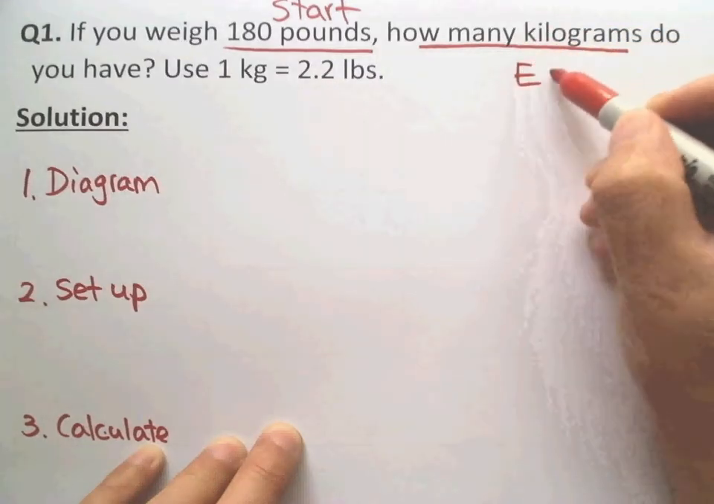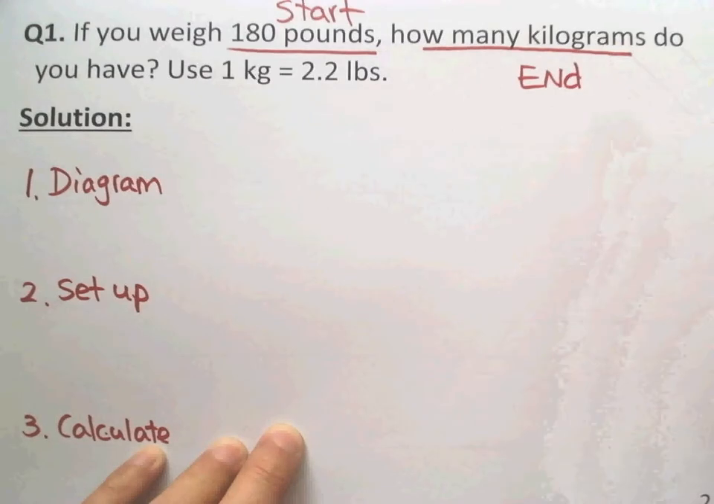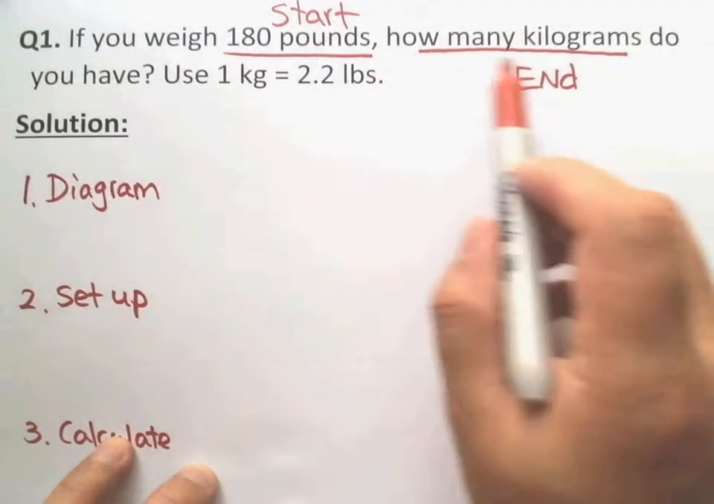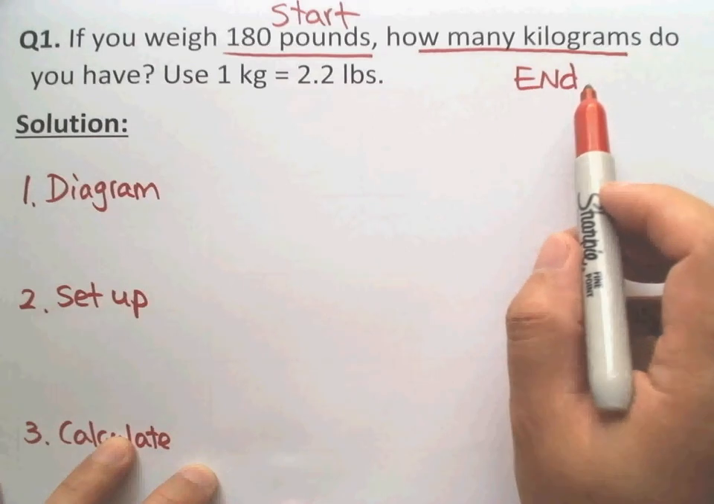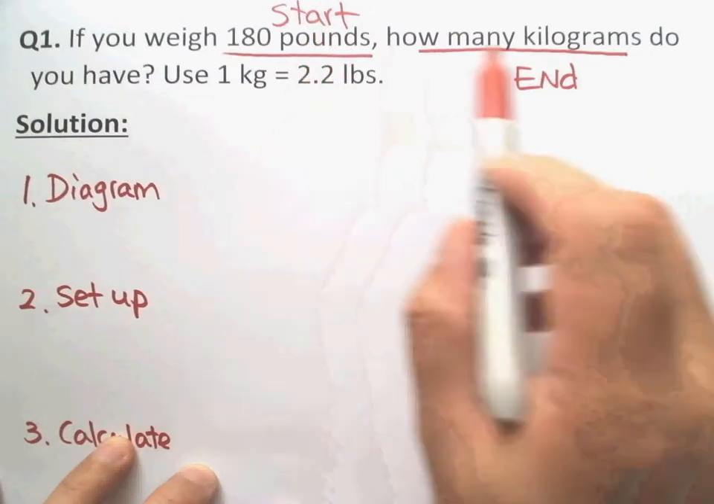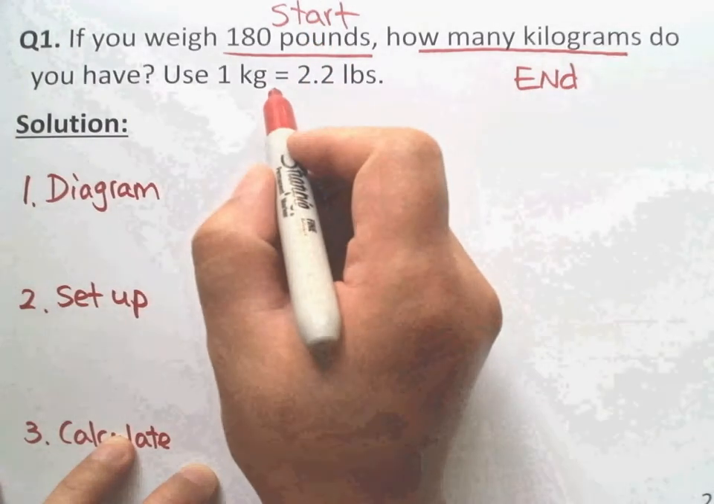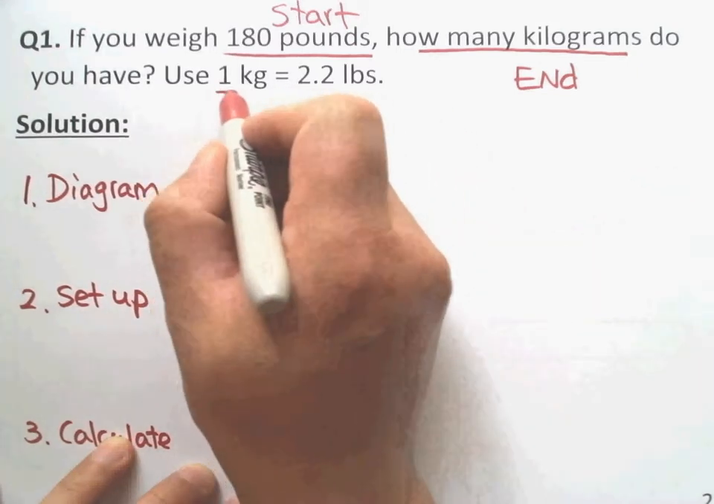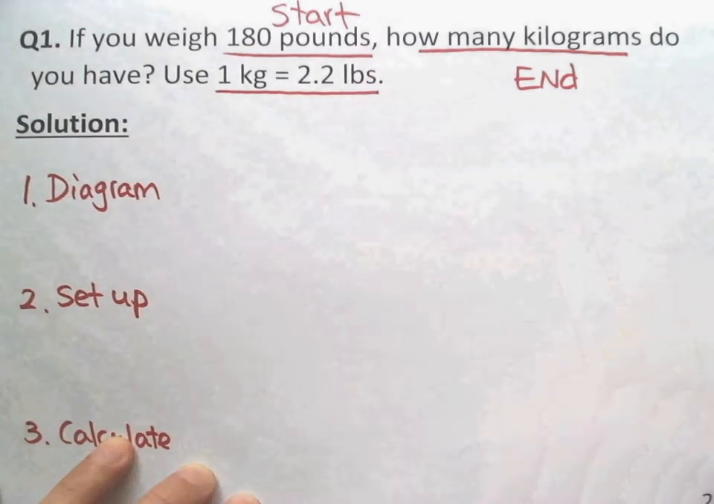Okay, this is the end where we need to go. And the how from the start to the end. Of course, we call it the basic relation. The basic relation can help us convert from pounds to kilograms. You know the basic relation, right? So 1 kilogram is 2.2 pounds.